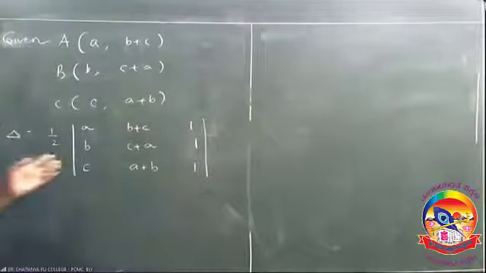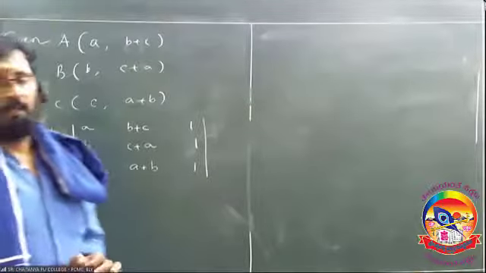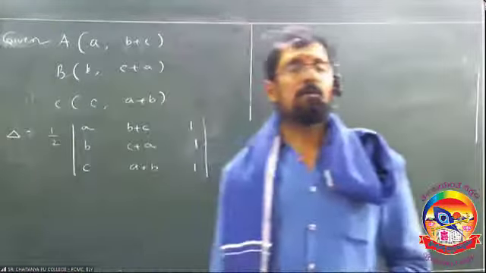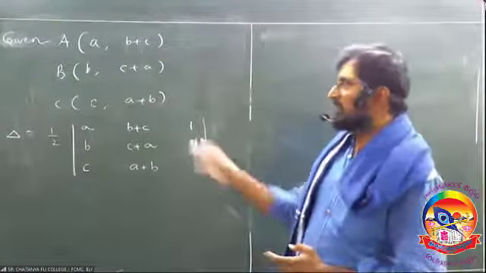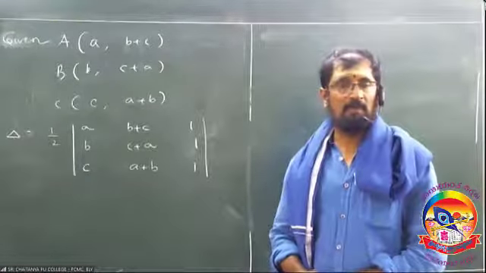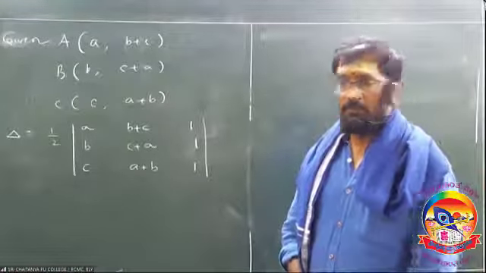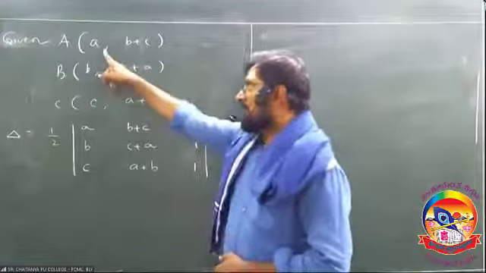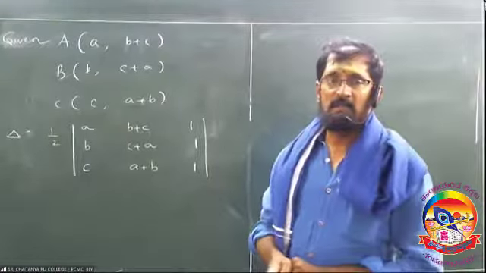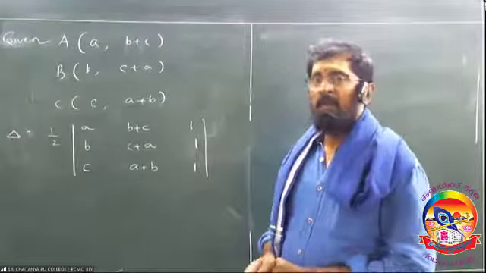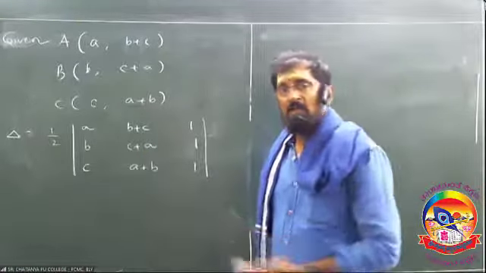If you open that, I am repeating this to show that the given points are collinear. You can show that the area formed by those three points is equal to 0. So delta is equal to 1 by 2 into the determinant with rows A, B plus C, 1; B, C plus A, 1; C, A plus B, 1. Now, if you open this determinant, it becomes very lengthy, right? You can use the property.